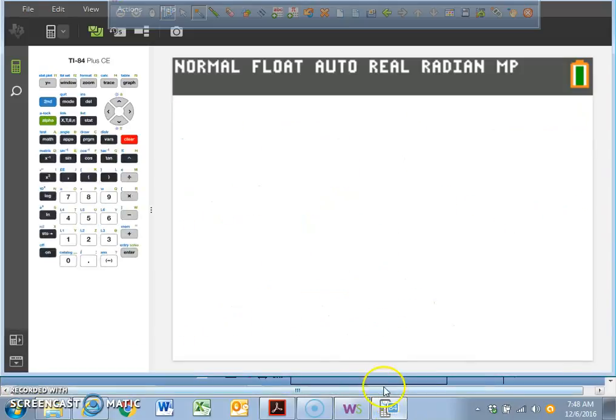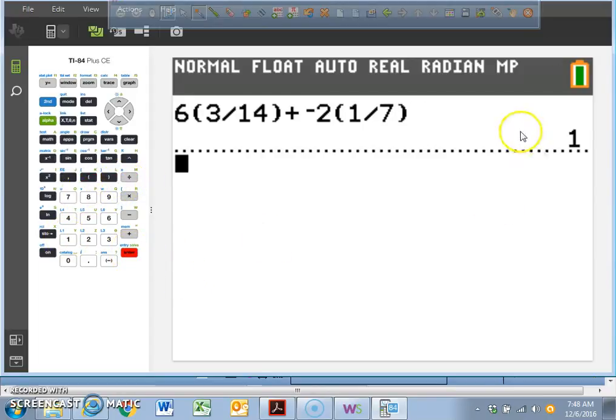We're going to go to our calculator. We're going to type in a 6 times, what was it again? 3 over 14, so 3 divided by 14, close parentheses, plus, what's the next one? Negative 2 times 1 divided by 7. So that's exactly how you can type in the calculator. And you get a 1.